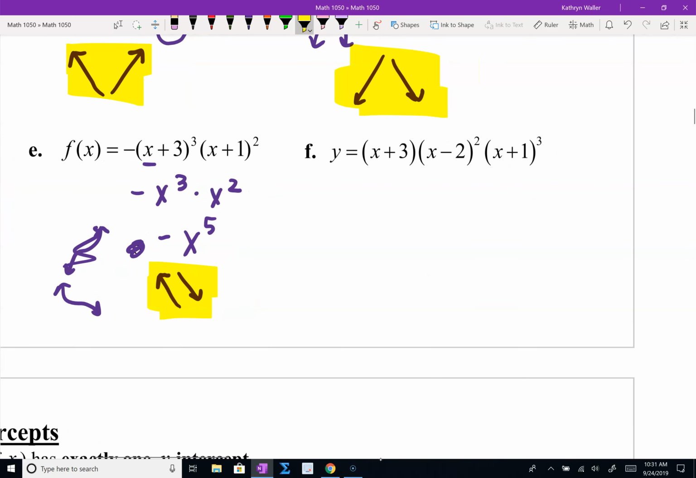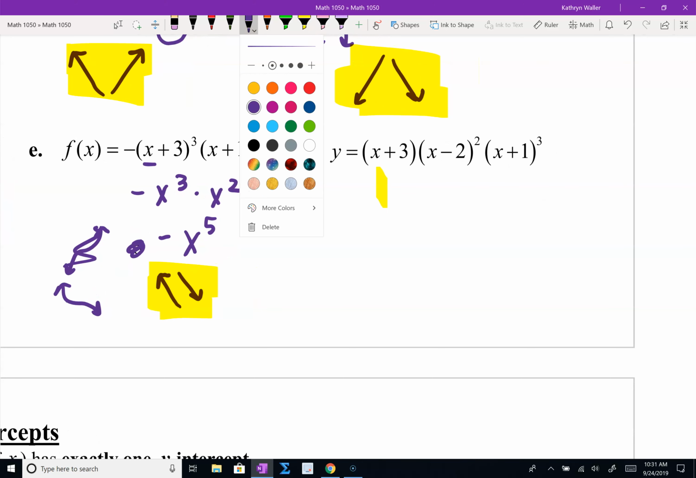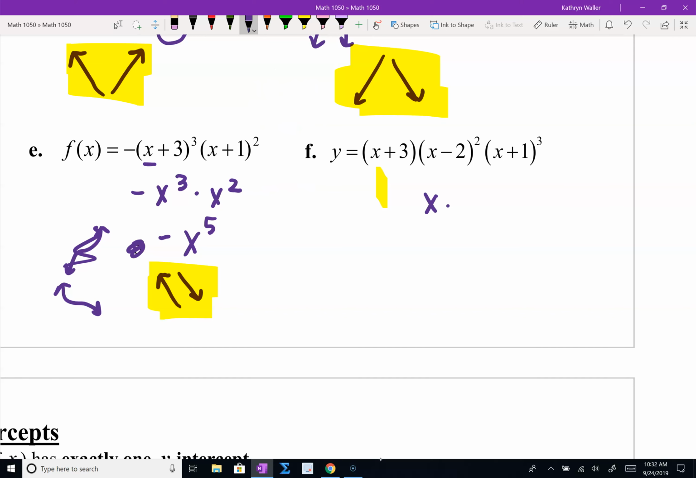Okay, last one. This x right here is raised to the first. The next x is raised to the second. And then the last one is raised to the third. And I don't have any negatives in there at all. Okay? So I'm going to add the exponents. 3, 4, 5, 6. 6 is even.